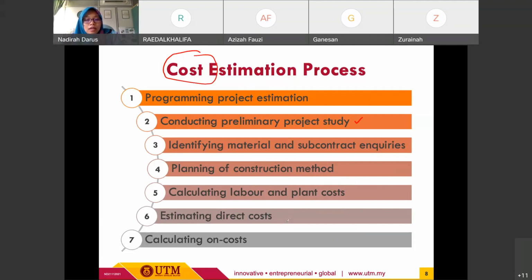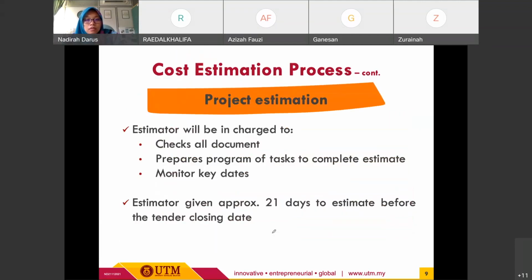And besides that, we also need to estimate the direct cost and also calculate the on cost, right? So now I will try to cover each of these processes. Okay, the first one we will look at is the project estimation.